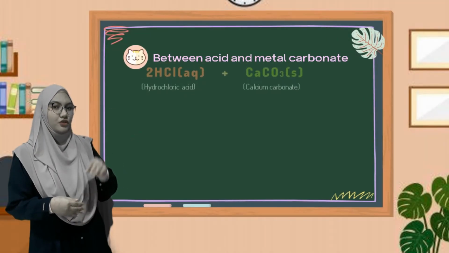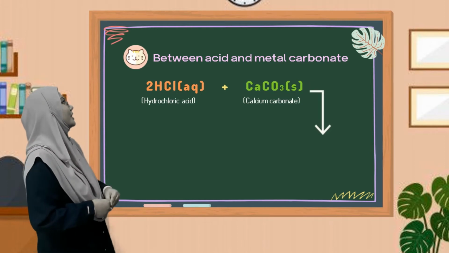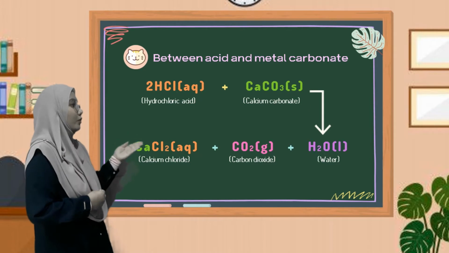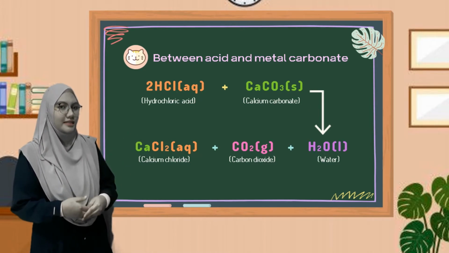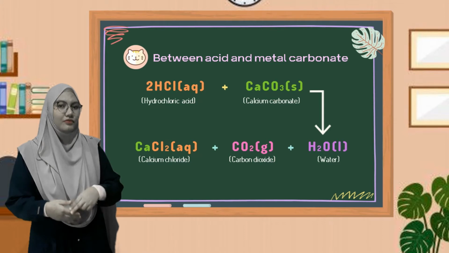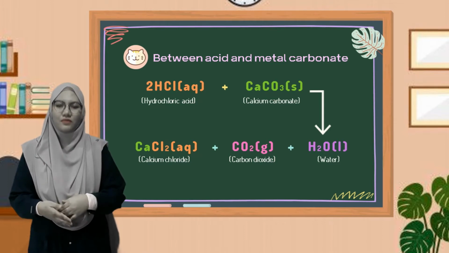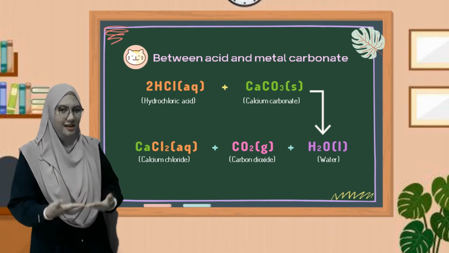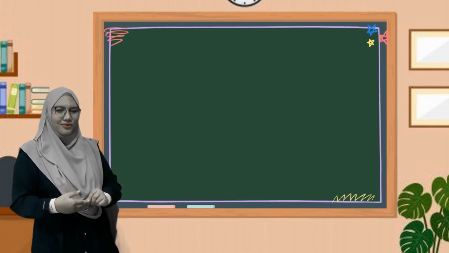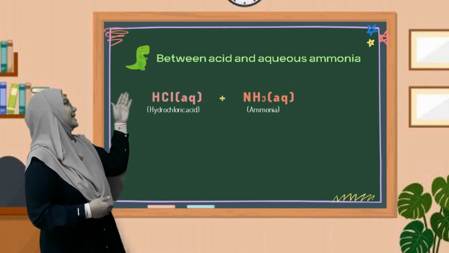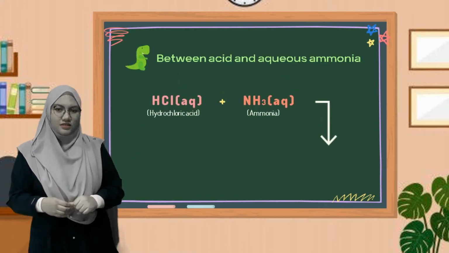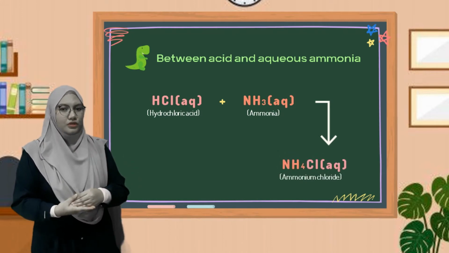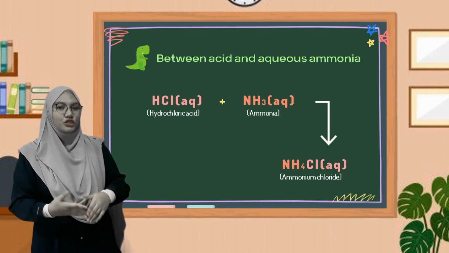For the third reaction to produce a salt, we have a reaction between acid and metal carbonate. Here, we have hydrochloric acid and also calcium carbonate. These two will react and produce calcium chloride, carbon dioxide and also water as the products. For the last reaction, we have a reaction between acid and aqueous ammonia. So, hydrochloric acid will react with ammonia to produce ammonium chloride, which is a salt.